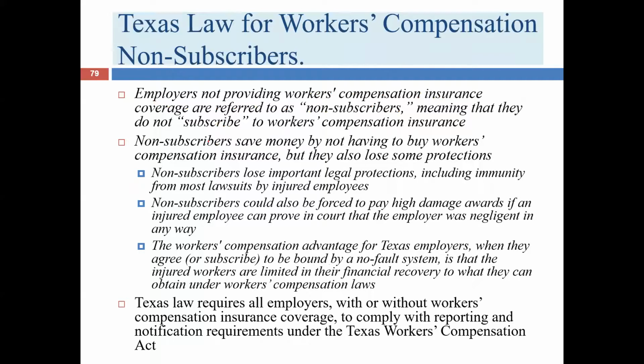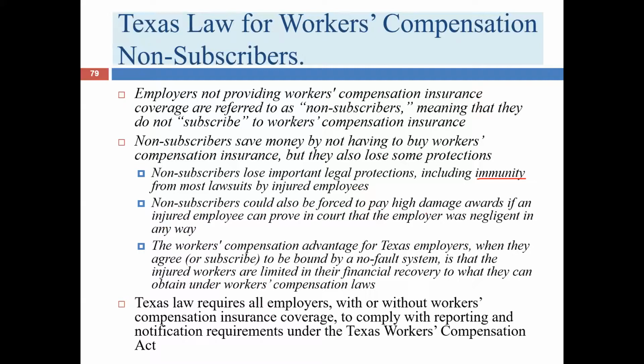Obviously, non-subscribers save money because they're not paying the premiums of workers' compensation insurance, but they also lose the protections because, as we said before, workers' compensation is a trade-off. The employees get something, the employers get something. Well, if you opt out, you save the premiums, but you also lose out on the benefits that employers got under those situations. So, for example, non-subscribers lose important legal protections such as immunity. Of course, in this context, immunity means you can't be sued. So, immunity from most lawsuits filed by injured employees.